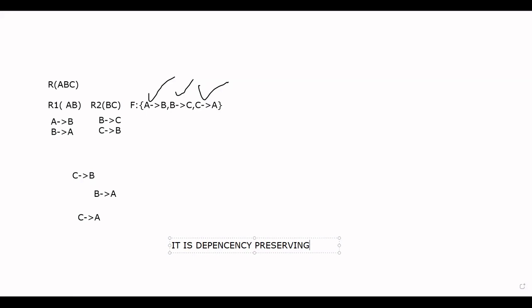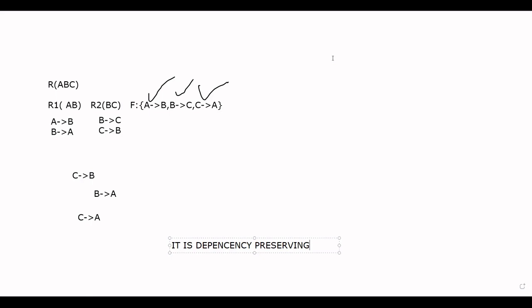Ma'am, in the end, you are saying we have to check whether it is dependency preserving? In the last line, what you have said, it is dependency preserving. Okay, because all the functional dependencies are present, it is dependency preserving. If any one is not present, it is not dependency preserving. Okay. Now let us take the next question.